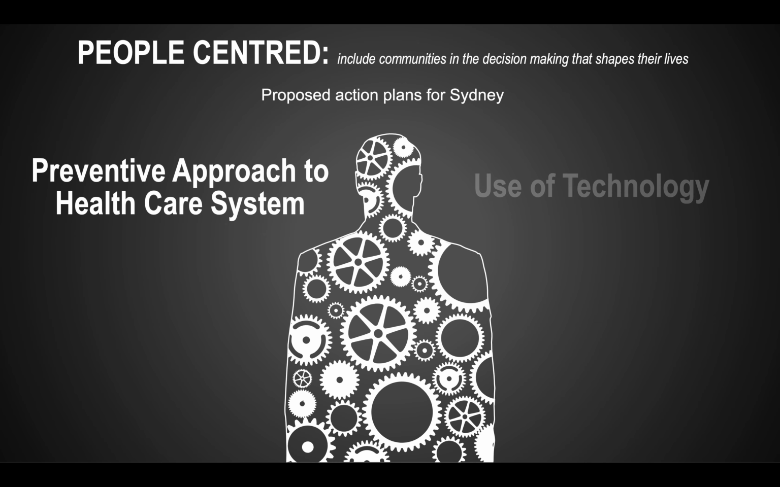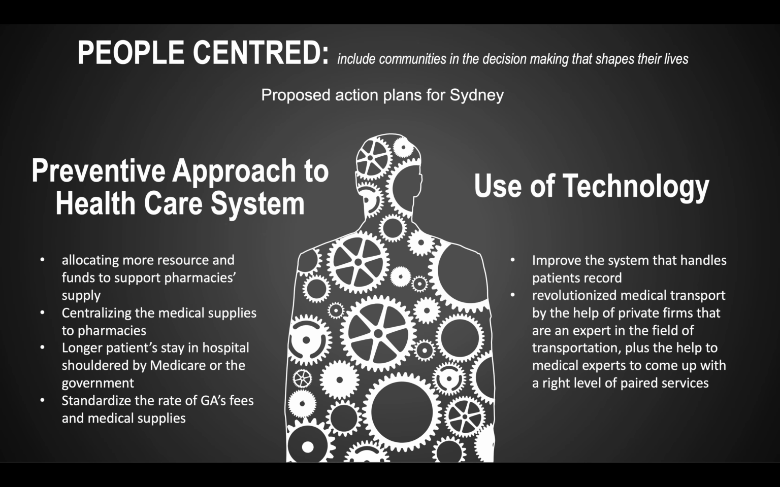Reflecting on the current healthcare system framework in France, it's more of a preventive type of approach that makes the country unique. CNA can also adopt the same concept by allocating more resources and funds to support pharmacy supply. Centralizing the medical supplies in pharmacies will increase their stocks and serve the community better. Governments should standardize the rate of GP fees and medical supplies.